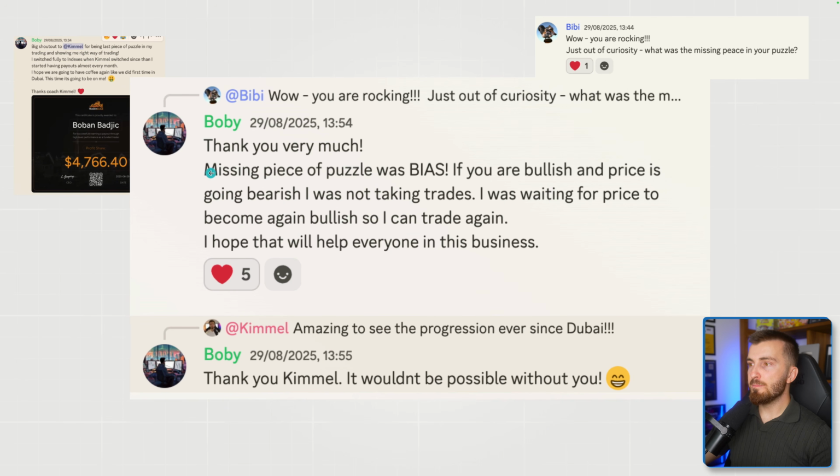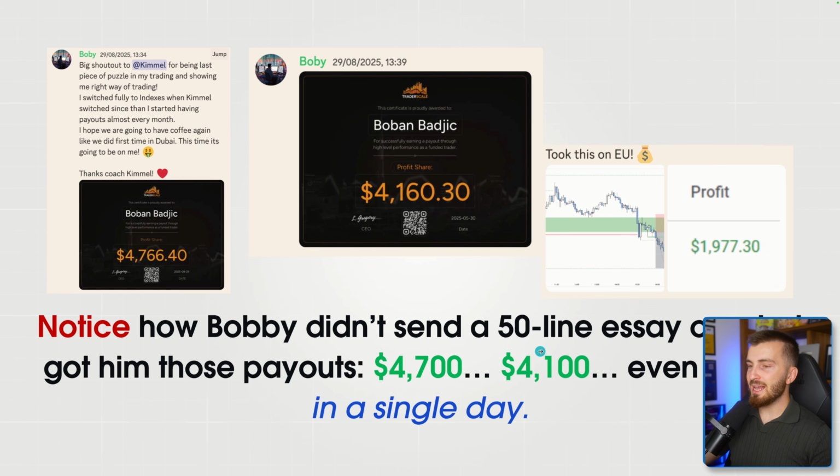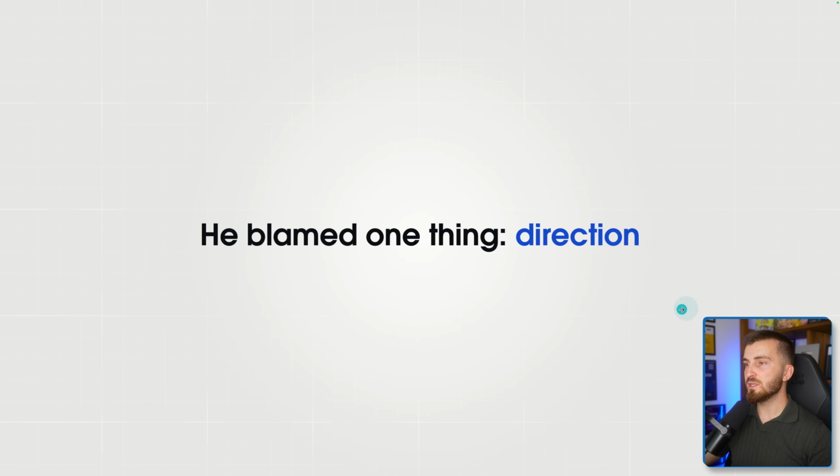Bobby said, the missing piece of the puzzle was bias. If you are bullish and price is going bearish, I was not taking trades. I was waiting for price to become bullish again so I can trade again. So Bobby did not send a 50-line essay on what got him those payouts, $4.7 thousand, $4.1 thousand, or even $2,000 in one single day. He credited one thing, which was direction.